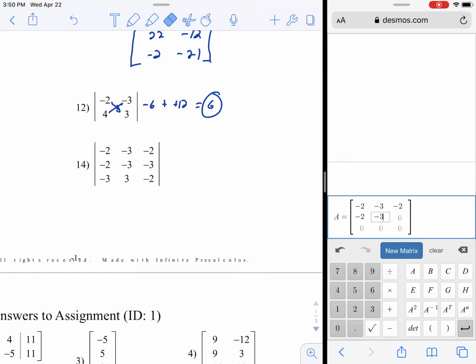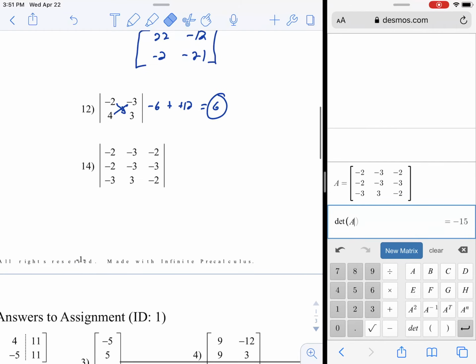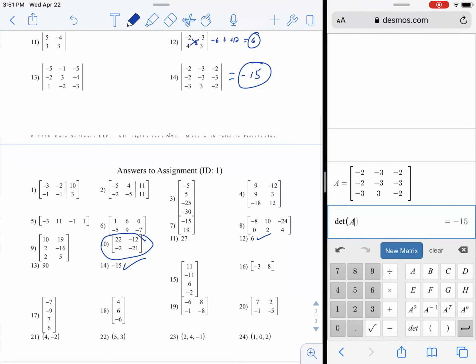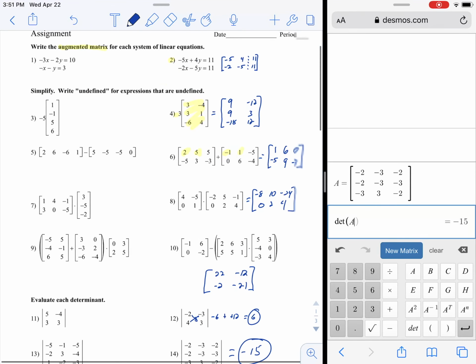These are weird numbers, but whatever. Okay, did I type anything in wrong? I don't see anything. So I'll hit enter and then determinant A. And I get negative 15. And there's the answer.